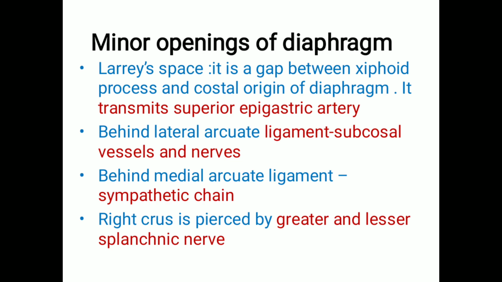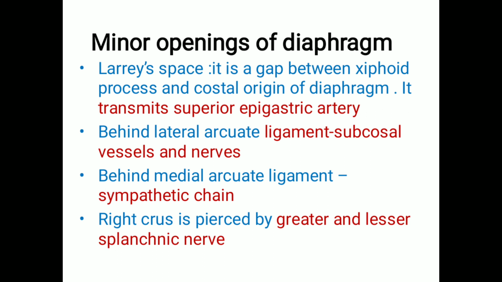Okay, we have looked at the major openings of the diaphragm. Next we are looking at the minor openings of the diaphragm. So what are the minor openings you see? One is called the larynx space. It is a gap between the xiphoid process and the costal origin of the diaphragm. We know where the diaphragm takes origin, that is from the xiphoid. If you see a gap between them, it will transmit an artery, called the superior epigastric artery.